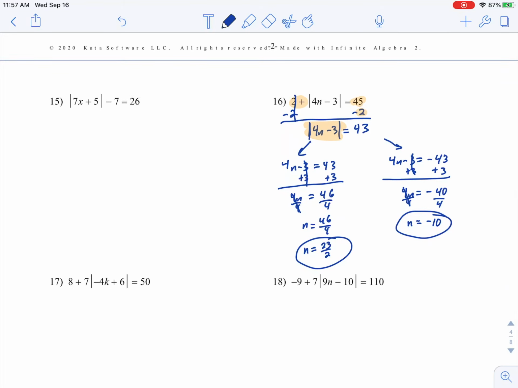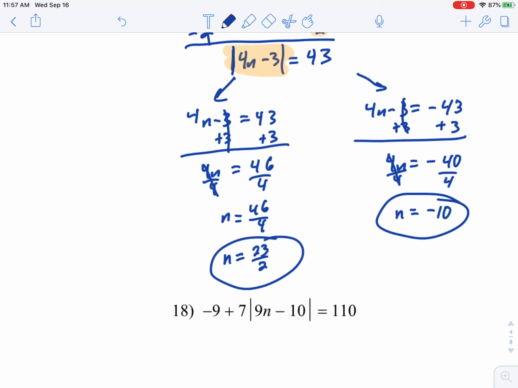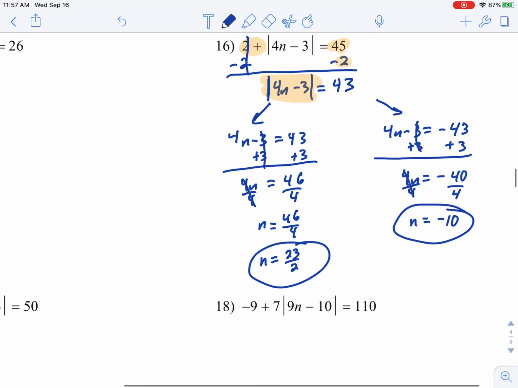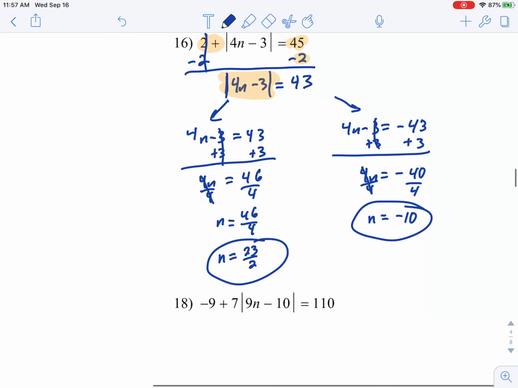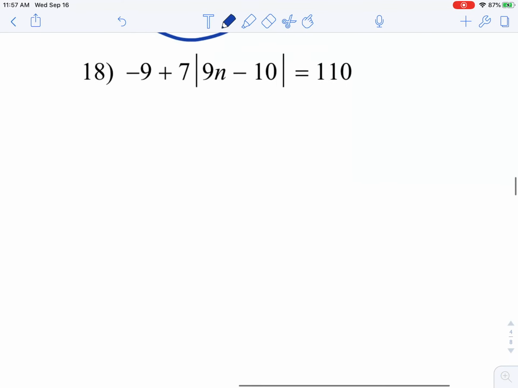Okay, but yeah, seriously, let's learn from Haskell's mistakes if you can. See how I correct my mistakes so you know how to correct yours. I don't expect you to scrap everything and start over. Just find your mistake, go back and fix it. Okay, number 18.